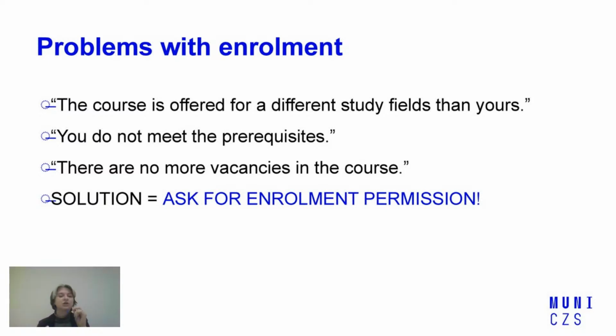So the most common problems with enrollment. Problem number 1, the course is offered to a different study field. Problem number 2, you do not meet the prerequisites. Problem number 3, the course is full and you can't fit in anymore. All of these have the exact same solution, and that is to ask for permission.